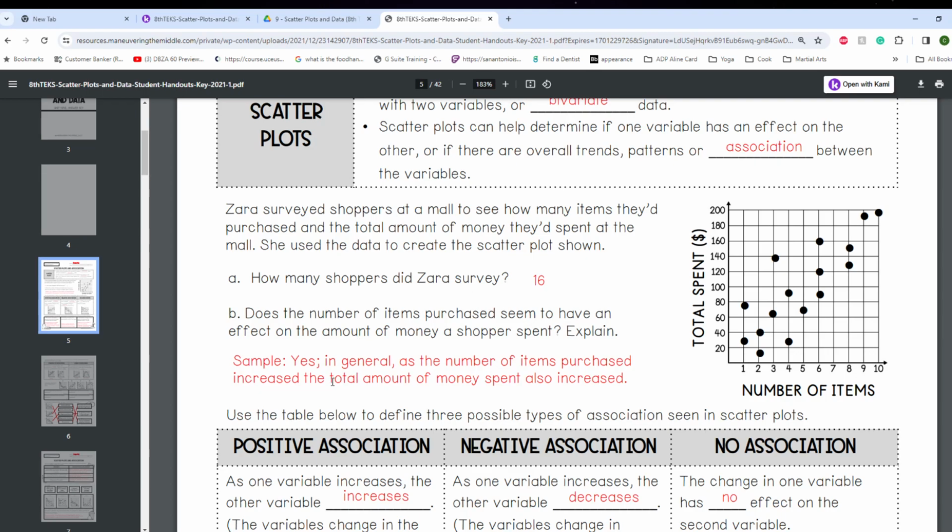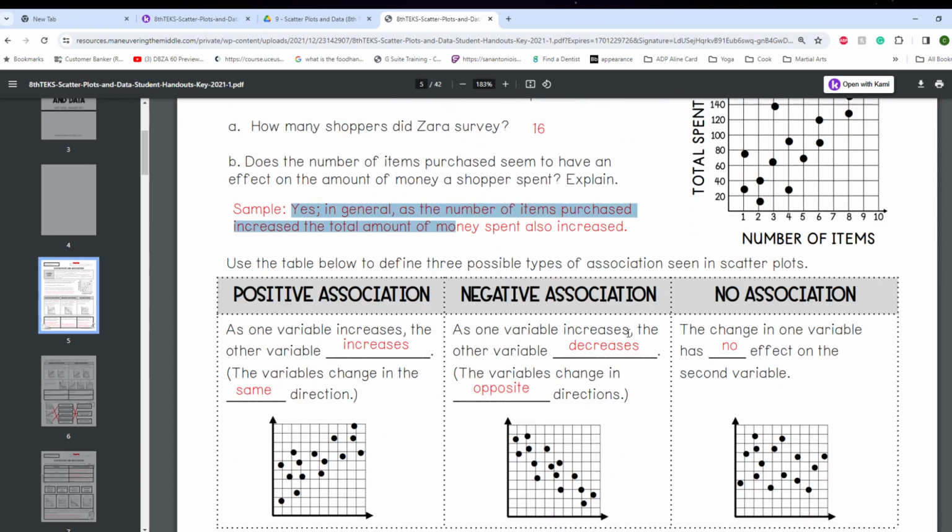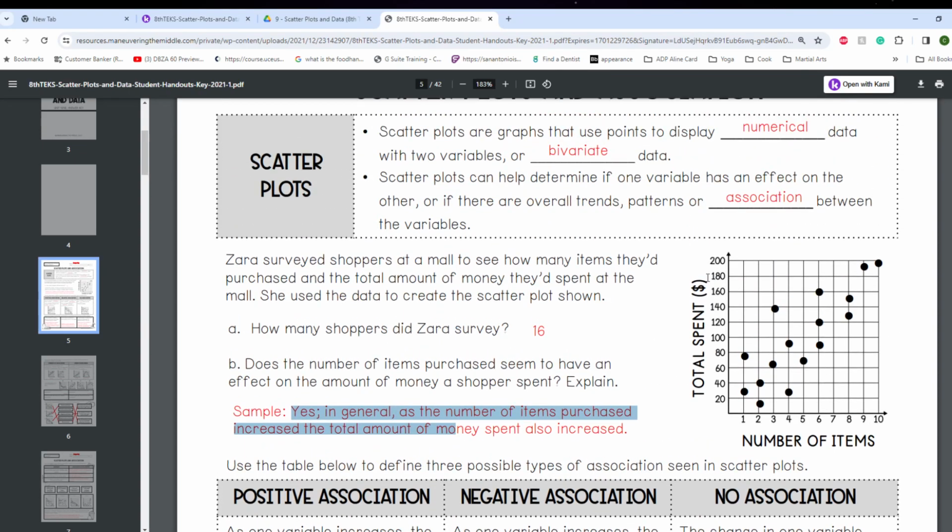So your sample answer could be yes. In general, as the number of items increases, the total amount of money spent also increases, which makes sense. You're shopping, right? So it has a positive association.